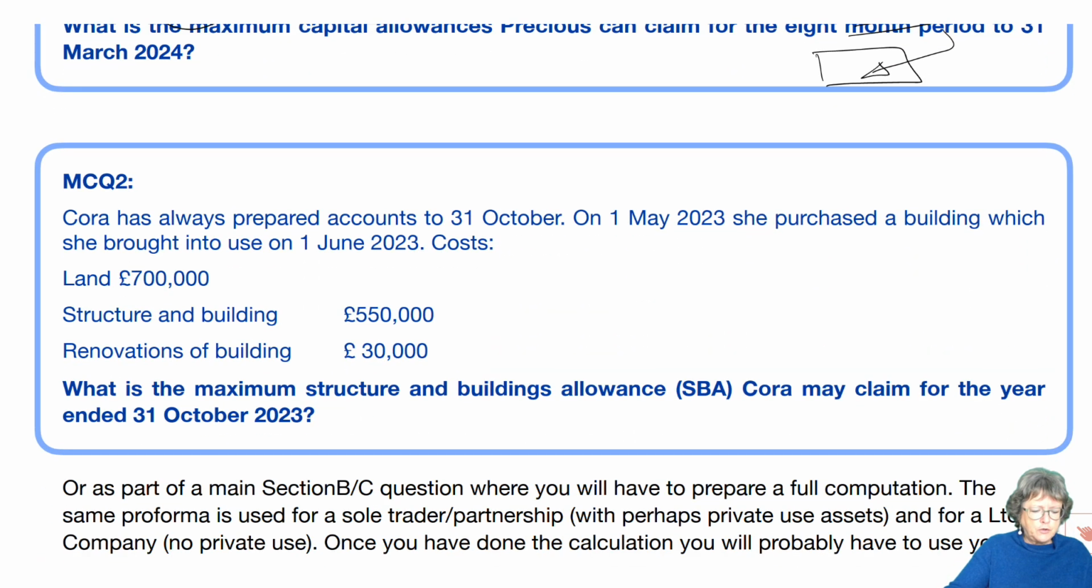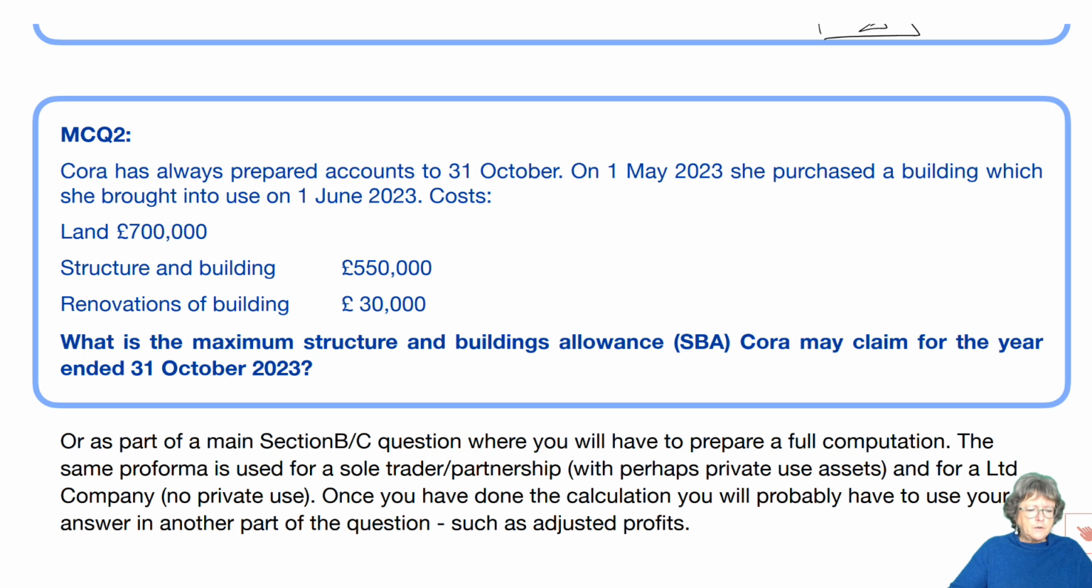The second multiple choice question: Cora prepares accounts to the 31st of October. On the 1st of May, she bought a building, which she brought into use. These are the costs. We have land of $700,000, the structure and the buildings of $550,000 and the renovation costs. What's the maximum structures and buildings allowance she can claim? Well, she can't claim against land anyway. No claim because it's land.